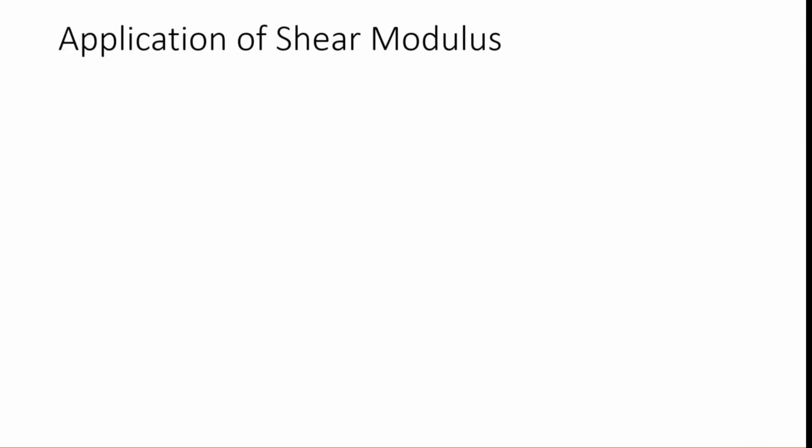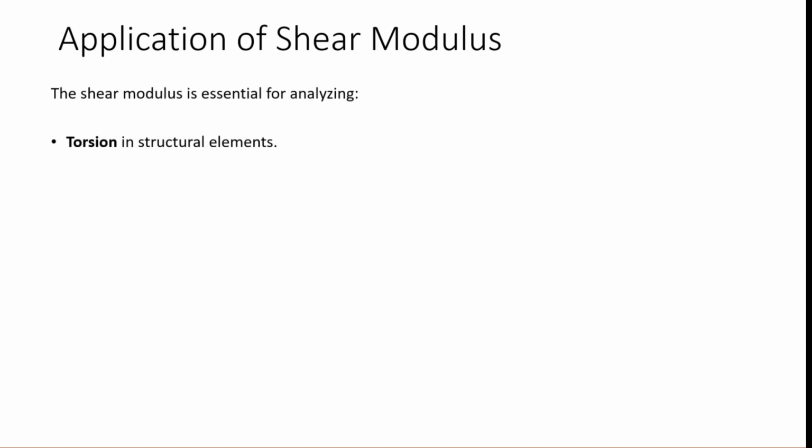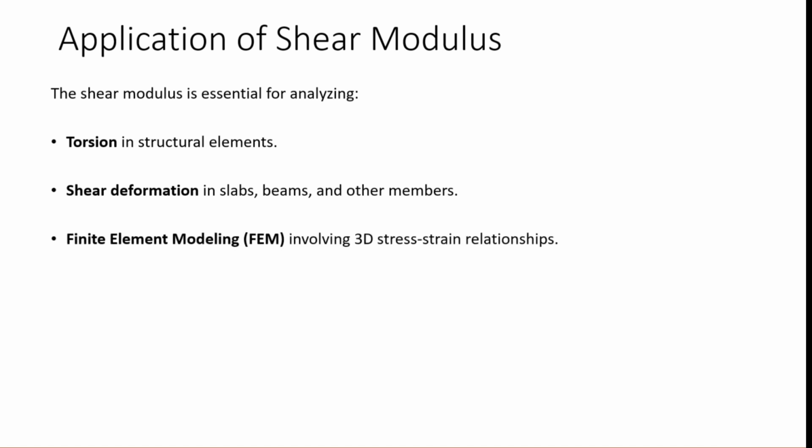What are some of the applications of the shear modulus? The shear modulus is essential for analyzing torsion in structural elements. It's also important when we are analyzing shear deformation in slabs, beams, and other structural members. The shear modulus is important in finite element modeling that involves 3D stress-strain relationships.